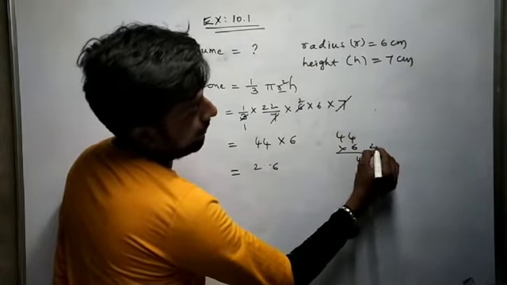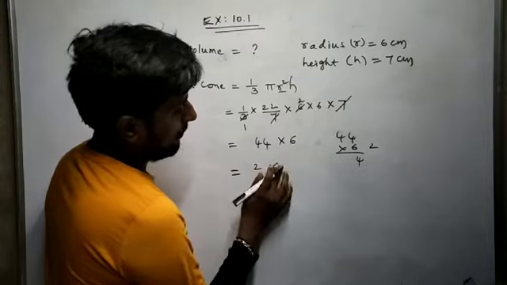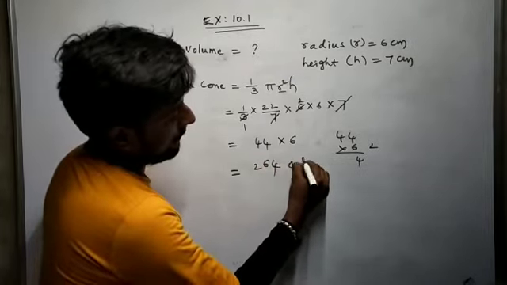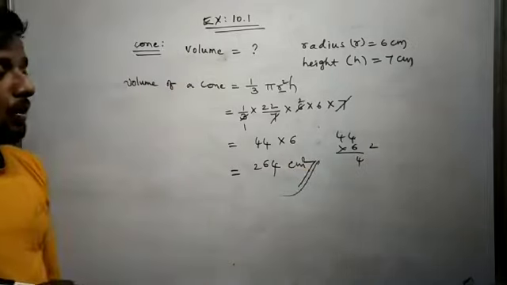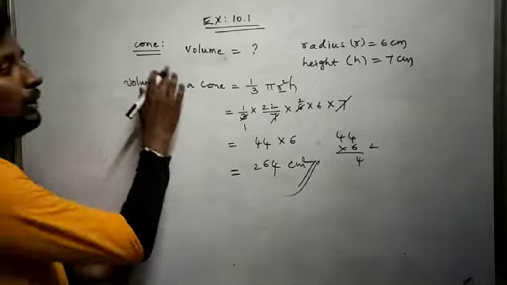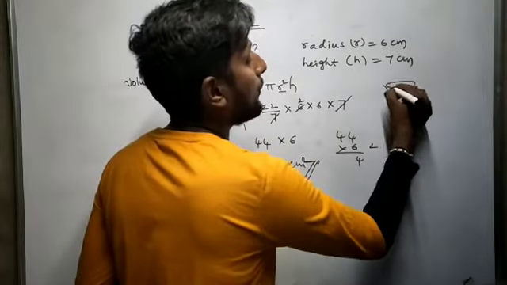24, 4 2s, yes, 264. Sorry, 264 centimeter cube. What is 264? That is the volume of the cone. So the volume of the cone is nothing but the capacity of the cone.